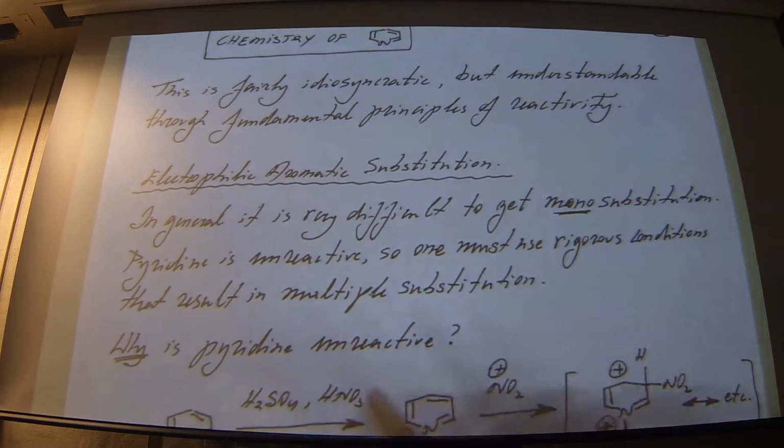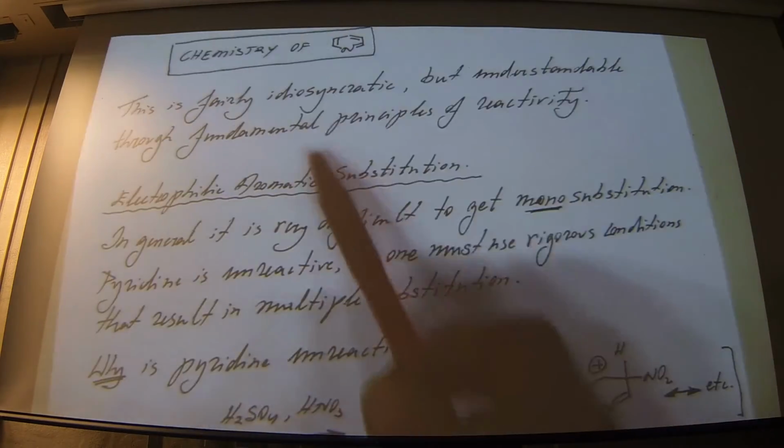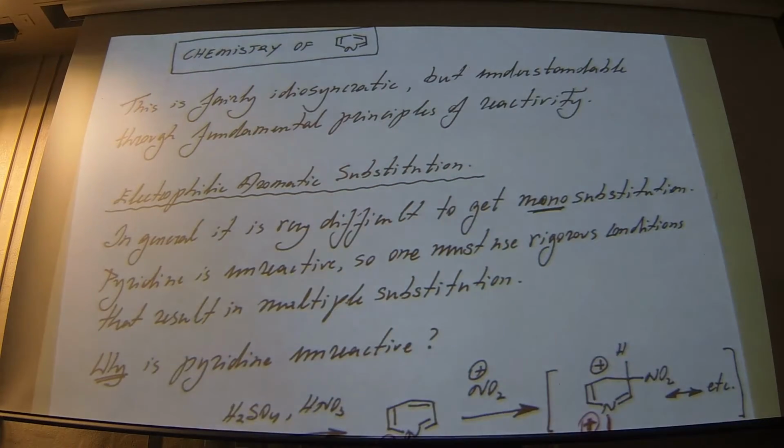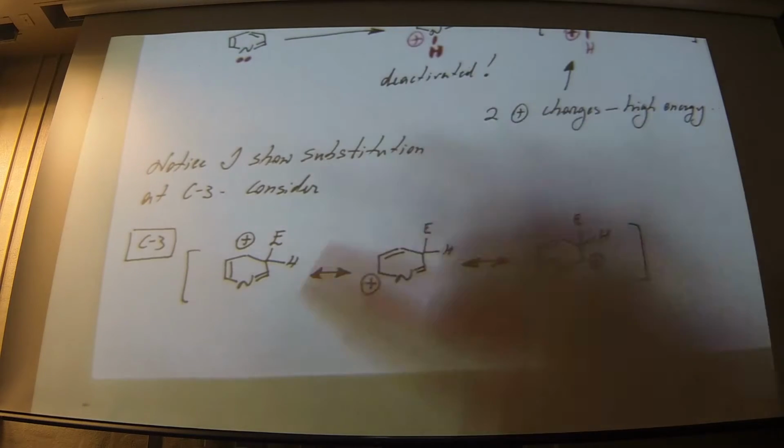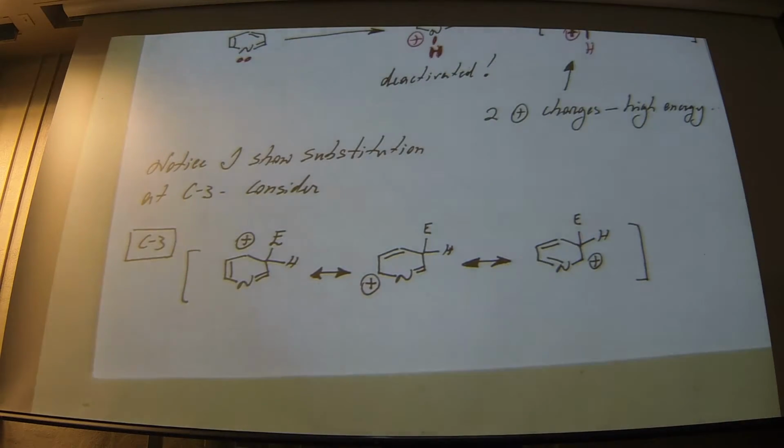Okay, now moving on to pyridine. Pyridine, as I said, the chemistry of pyridine seemed a bit idiosyncratic. It seemed as if it was unique to pyridine. That's true in one sense, but I hope I showed you in the lectures that preceded that, in fact, you can understand pyridine chemistry through fundamental principles of reactivity. And so the electrophilic aromatic substitution reaction always takes place at C3.